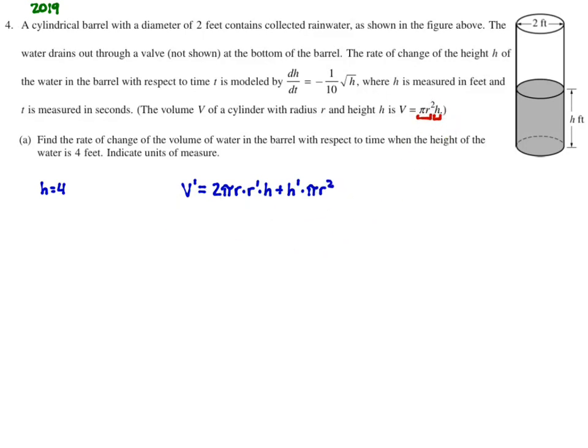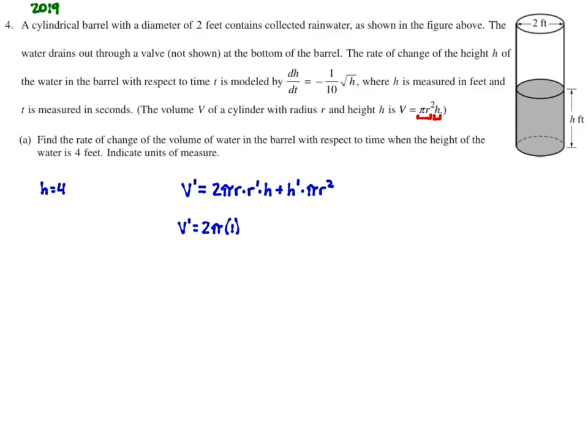From here, I'm going to just plug in the values that I know in order to figure out what V prime is. So here we're going to get 2 pi times the radius. Well, what's the radius? Because it says up here the diameter of that cylindrical barrel is 2 feet, the radius is going to be 1. And in fact, the radius is always going to be 1 because this is a cylinder. It's not changing. So the radius is 1.